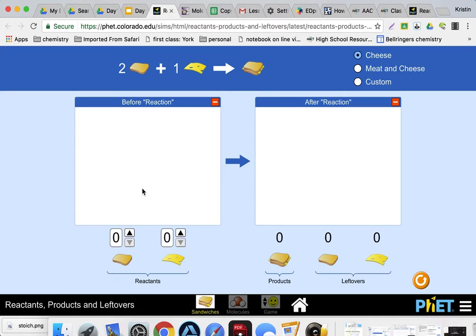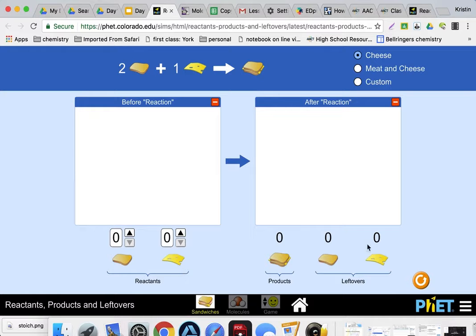Let's look at it with sandwiches. So here's our chemical reaction right up here. 2 pieces of bread, there's our chemical compound, plus 1 piece of cheese, another chemical compound, will produce 1 cheese sandwich.